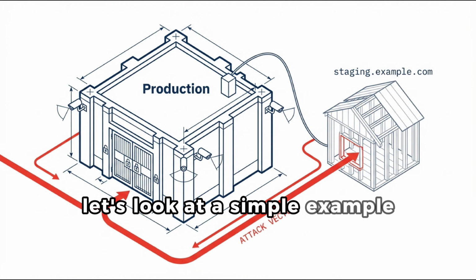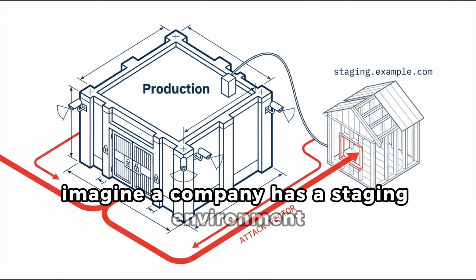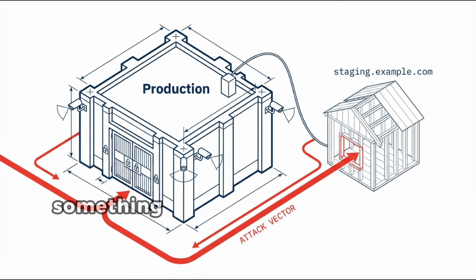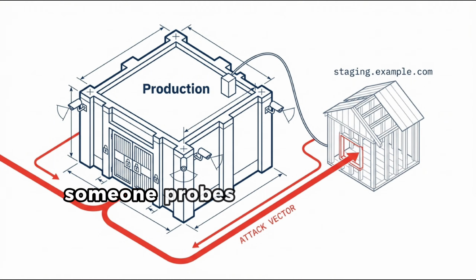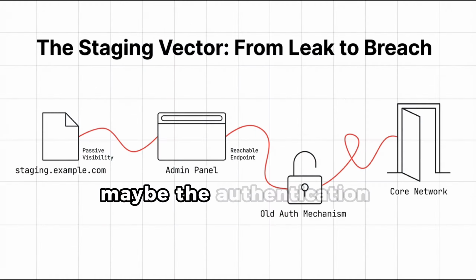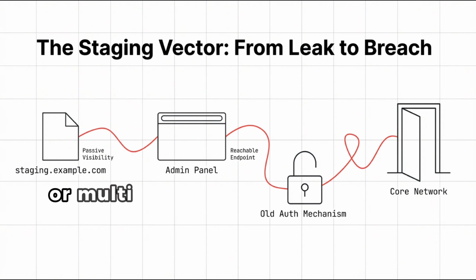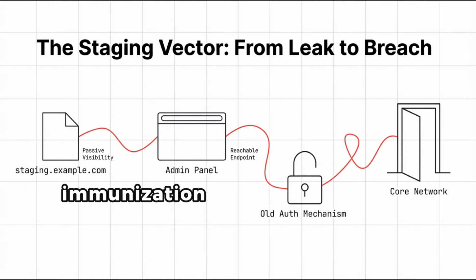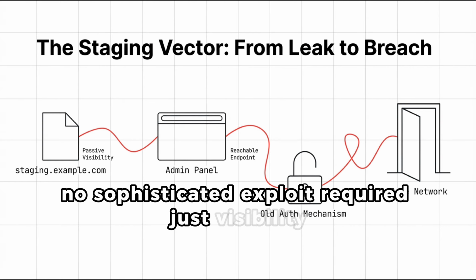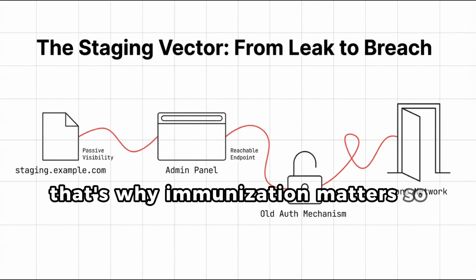Let's look at a simple example. Imagine a company has a staging environment created during development. Something like staging.gompel.com, a TLS certificate gets issued for it. That certificate shows up in public logs. That's passive discovery. Someone probes the domain and finds a login panel. That's active discovery. Maybe the authentication mechanism is outdated, or multi-factor authentication wasn't enabled because it's just staging. In a few minutes, enumeration has revealed a real entry point. No sophisticated exploit required, just visibility. That's why enumeration matters so much.